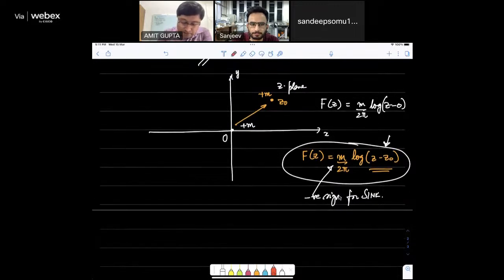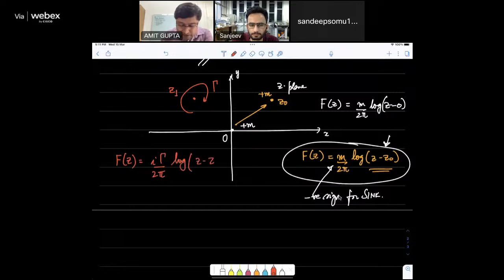So let's say you have a vortex of strength gamma, which in this case is, say, clockwise. So clockwise gamma will give you a complex potential of i gamma by 2 pi, and say this is at some position, maybe z1. So i gamma by 2 pi log of z minus z1.